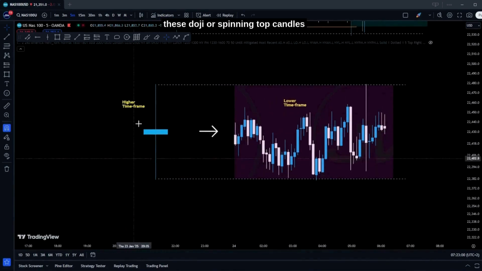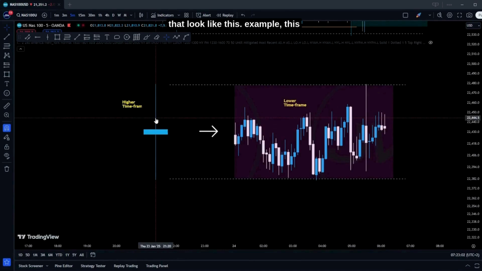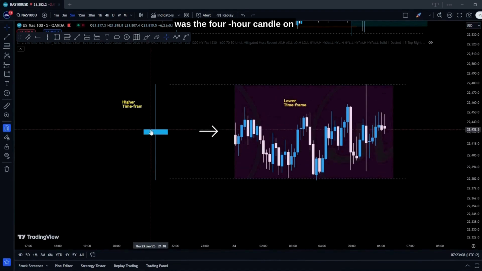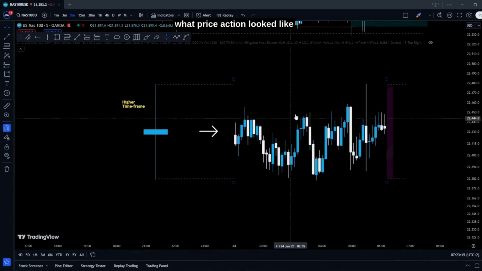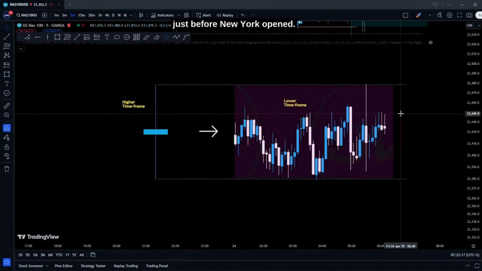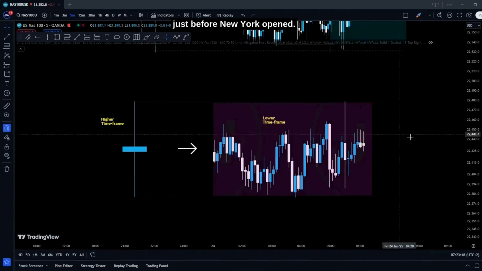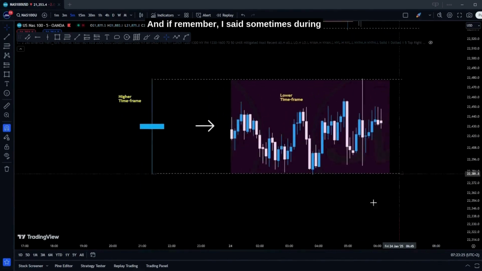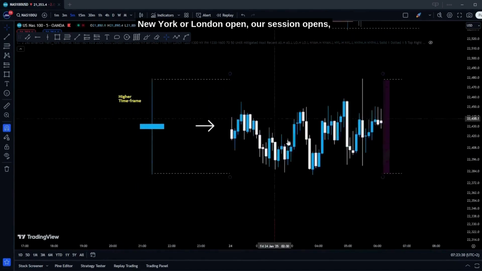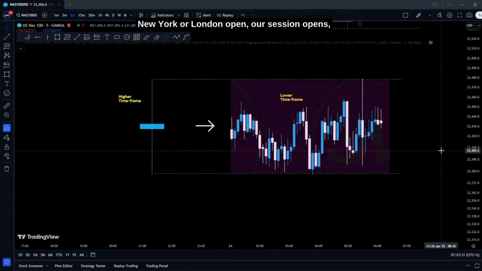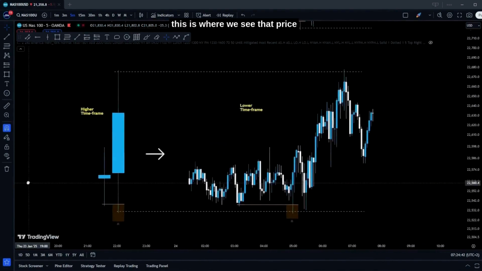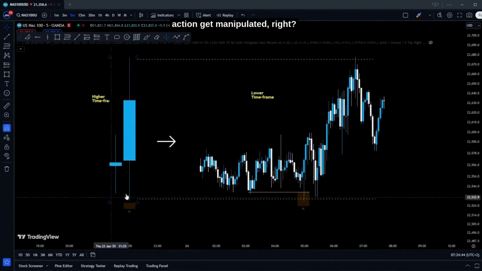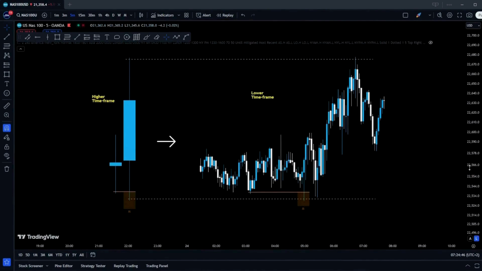So you'll find these doji or spinning top candles that look like this. For example, this was the 4-hour candle on Thursday, and if you zoom in, this is what price action looked like just before New York open. And if you remember, I said sometimes during New York or London open, our session opens, we will have our manipulation phase. And this is where we see that price action get manipulated, right?